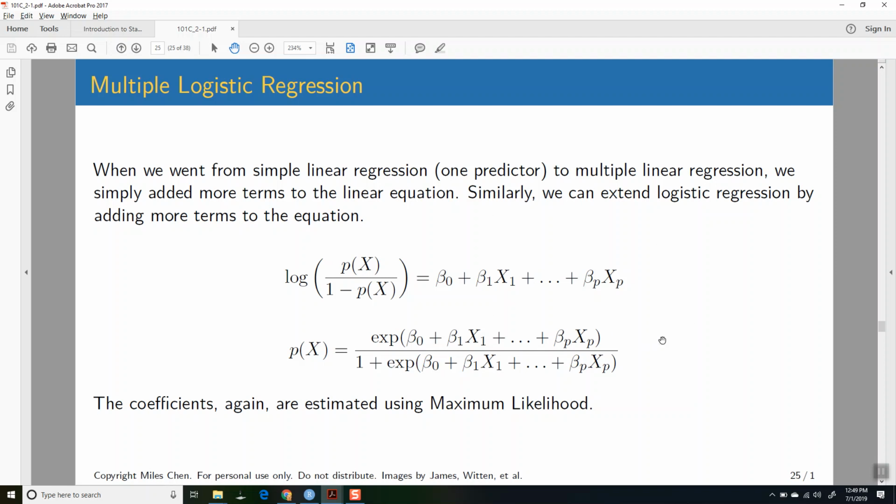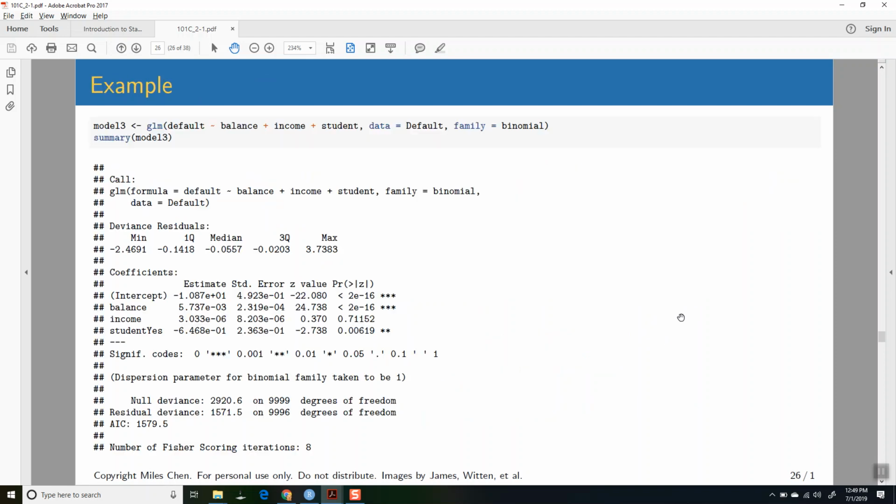So this is multiple logistic regression, and here we can make a model using all the variables in our data set. In our data set for default, we have the 2 numeric variables, the balance that someone carries on their credit card, their annual income, and then whether they are a student or not. The rest is the same data as default. Family is binomial. And here we're going to ask for the summary, and this is what we get.